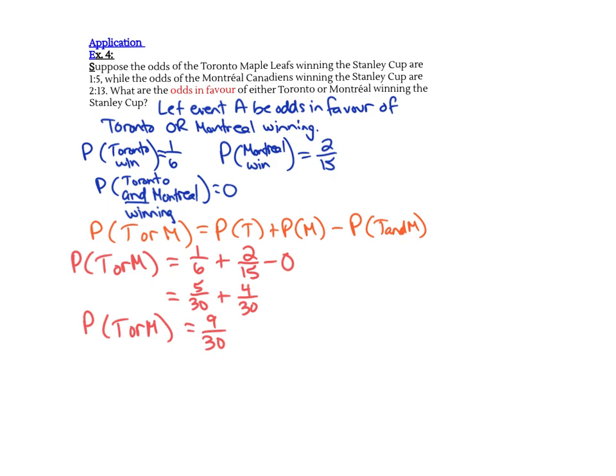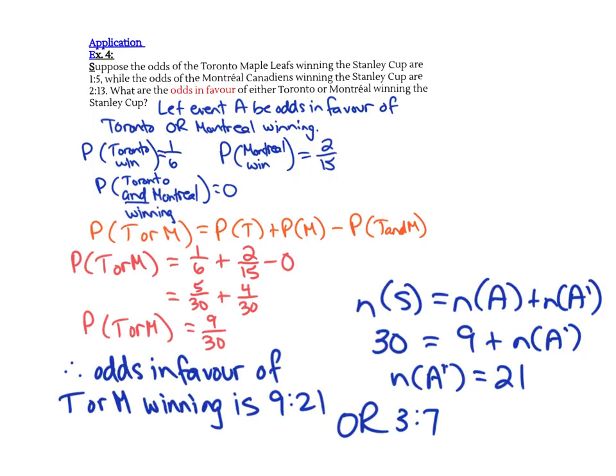So therefore, the odds in favor of Toronto or Montreal winning, remember that event A is either of them winning. So the number of times that either of them is going to win is 9, but the total sample set is 30. So the odds in favor of Toronto or Montreal winning is 9 to 21 or 3 to 7.